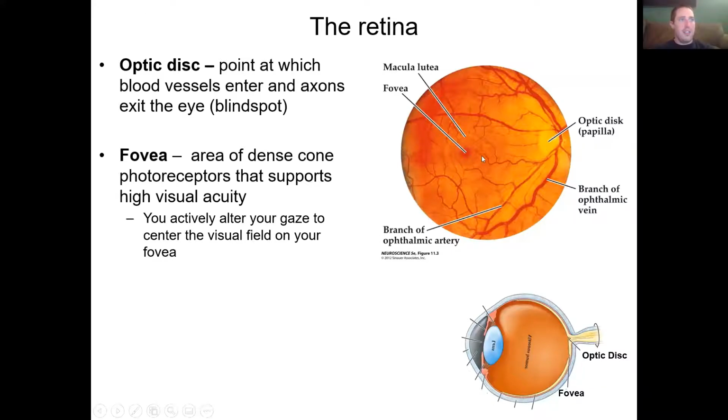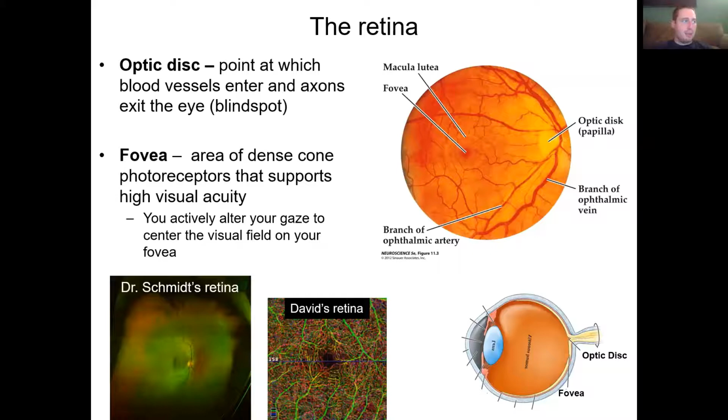So then this other spot over here on the eye, this is the macula, and then in the center of the macula is the fovea, and these are areas of dense cone photoreceptors that support high acuity vision. And so we actively alter our gaze, we move our eyes around so that whatever we're looking at is focused on the fovea. And that's where most of our visual processing occurs.